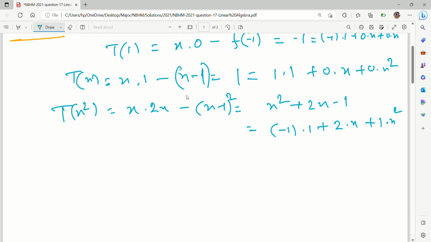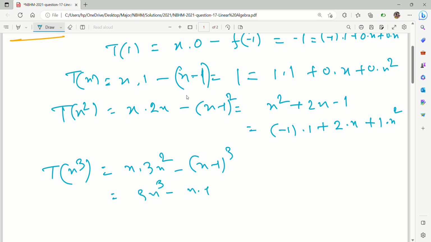Okay, so similarly, if we have T of x cubed, that will be x times 3x squared minus x cubed minus 1. So this will be equal to 3x cubed minus x cubed minus 1, so that will be 2x cubed plus 3x squared minus 3x minus 1.